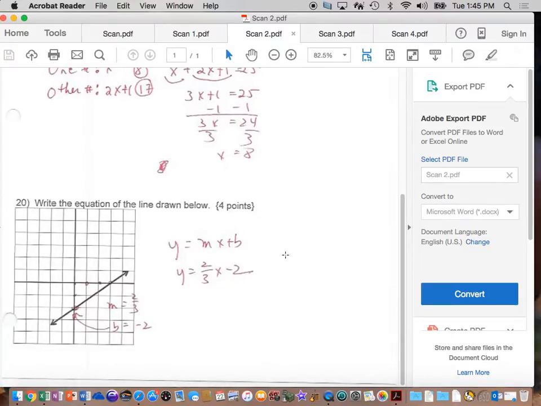Okay, and then the next one says, what's the equation of the line drawn below? And here it is, y equals mx plus b. Looking at that line, I notice right away that the slope is 2/3. I go up 2 over 3. And I notice that I begin where y equals negative 2. So the equation is y equals 2/3 x minus 2.